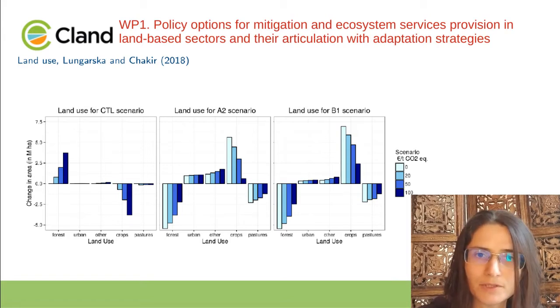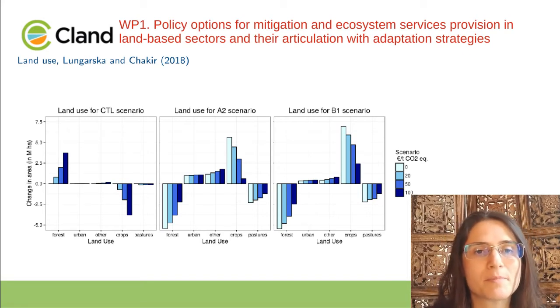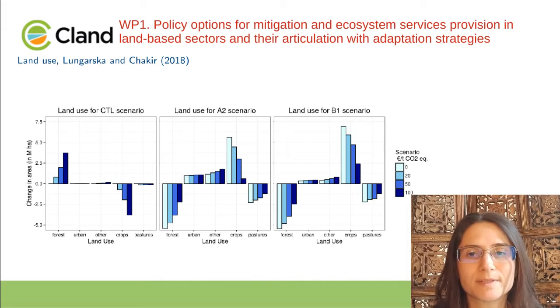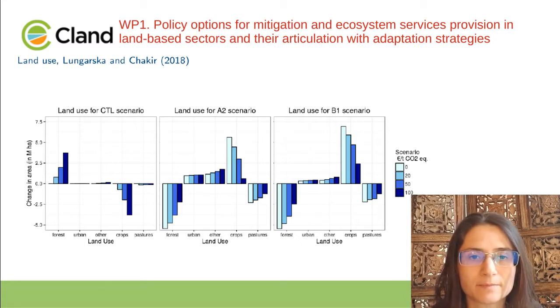So here are some of the results. We used the land use scenarios obtained in our previous paper. We have the A2 and B1 scenarios, and here we look at 5 types of land use, which are forest, urban, other, crops, and pastures. We can see that our estimates say that under the climate change scenario, we're going to experience a loss in the forest area, which is benefiting crops and pastures, and to some extent the urban and other uses.